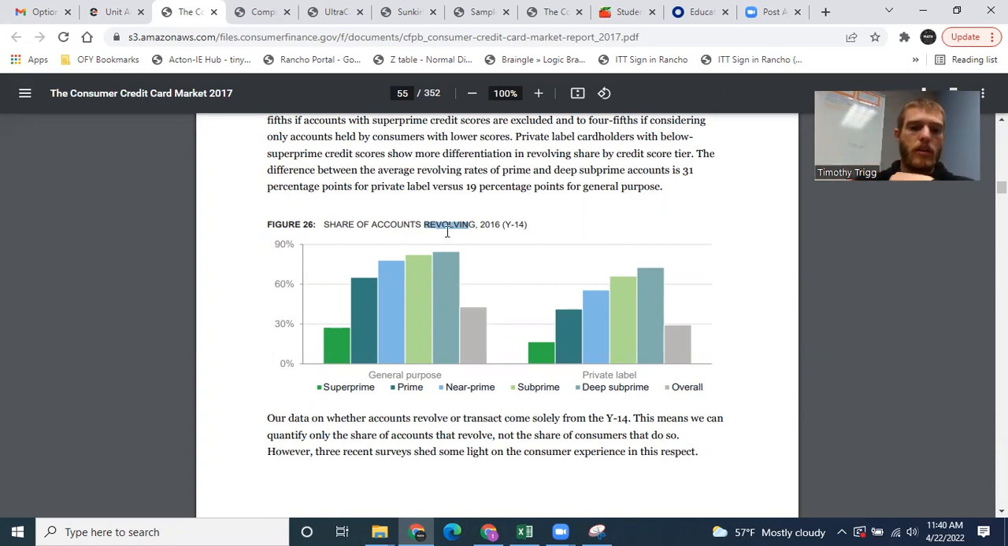Okay. You see these revolving accounts, they have a balance on their accounts pretty much all the time. And you can see a lot of them have deep subprime or subprime. They're not creditworthy. They don't usually have that good a credit. Okay, so that's the connection there.